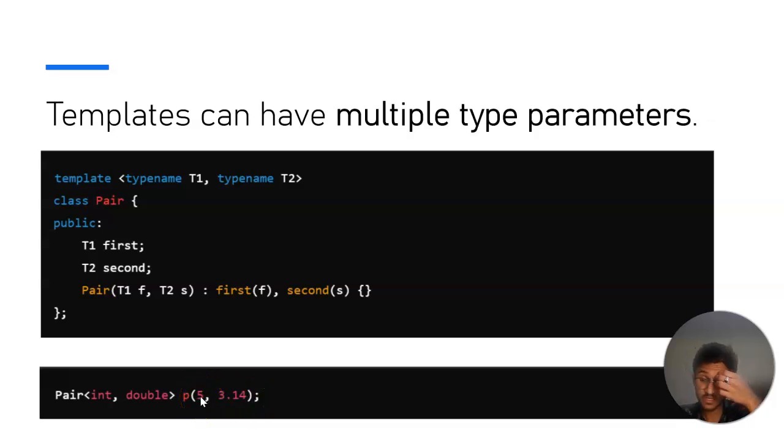You can see the 5 is an integer and 3.14 is the double that we have, and both of them are different. So you can see we're not just having the same data type, now we're actually mixing it up. It is incredibly useful for storing key value pairs or any mixed data type structure.